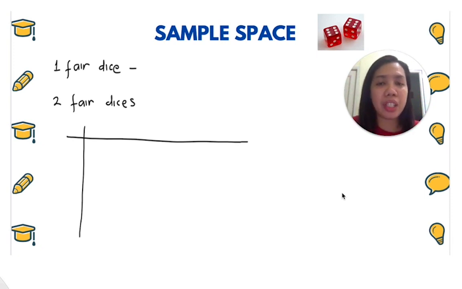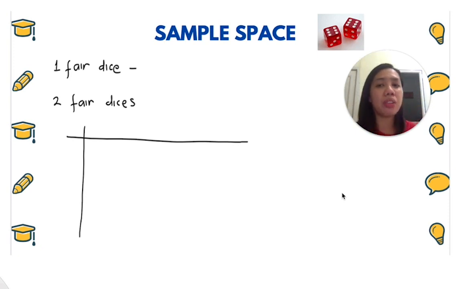In this learning video, we're gonna talk about the sample space of dice. In the previous video, we talked about the sample space of 1 coin, 2 coins, and 3 coins. In this video, we're gonna find out the sample space of 1 fair dice and 2 fair dice, and after that, we will make a generalization: whenever we have n dice, how many sample spaces can we have?